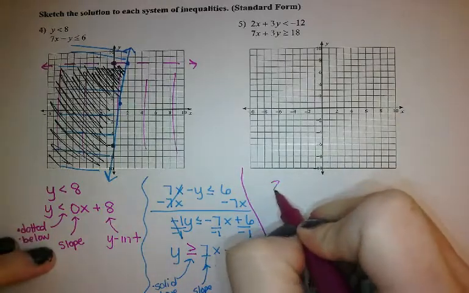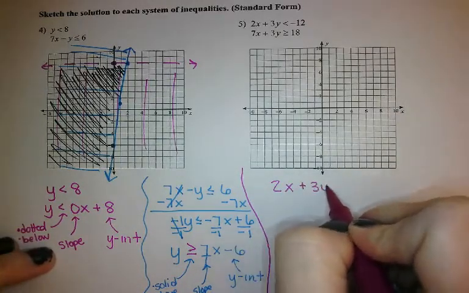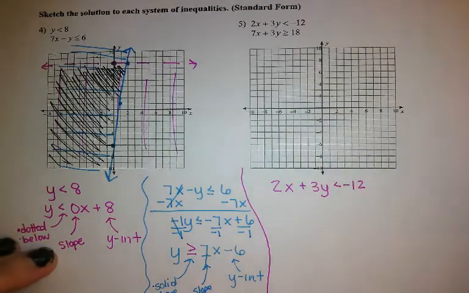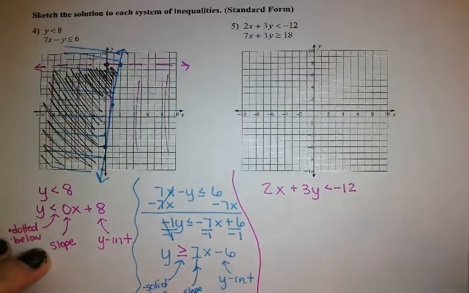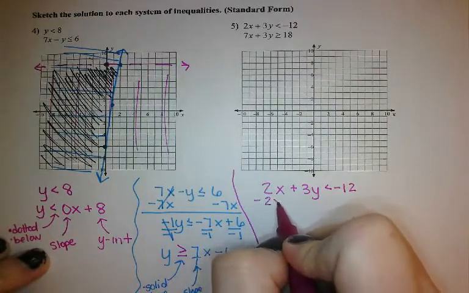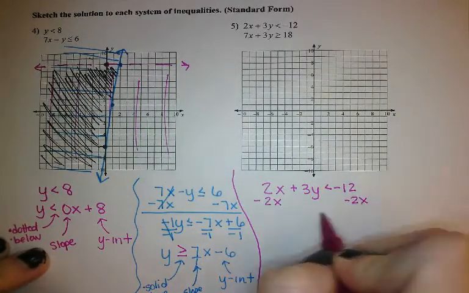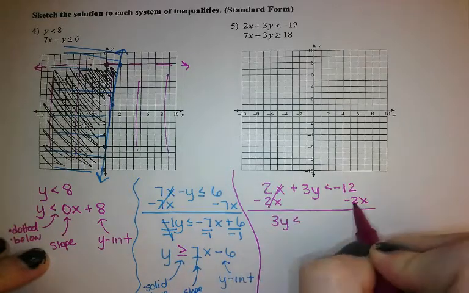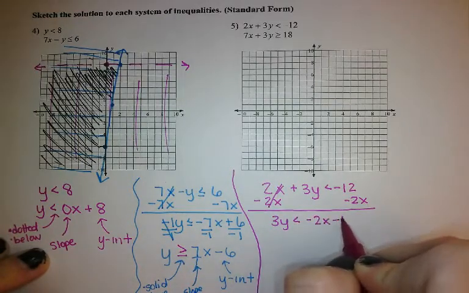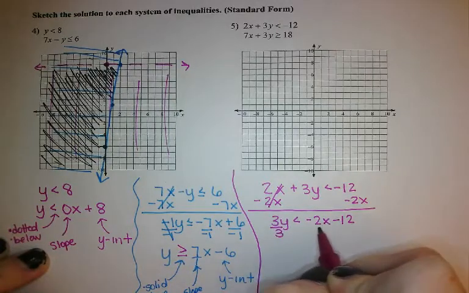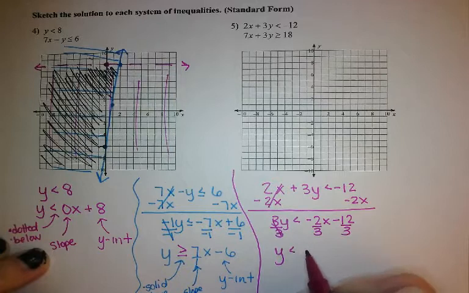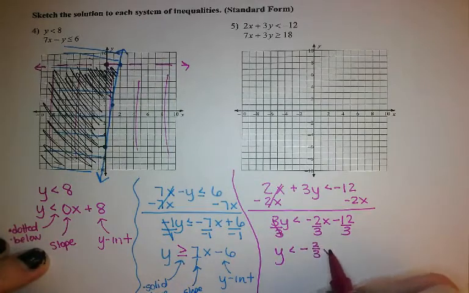I have 2x plus 3y less than negative 12, and I'm going to put that in slope-intercept form. So I'm going to move the x term over. I'm going to put the x term first, and I'm going to divide everything by the number in front of the y. So I'm going to graph y is less than negative 2/3 x minus 4.